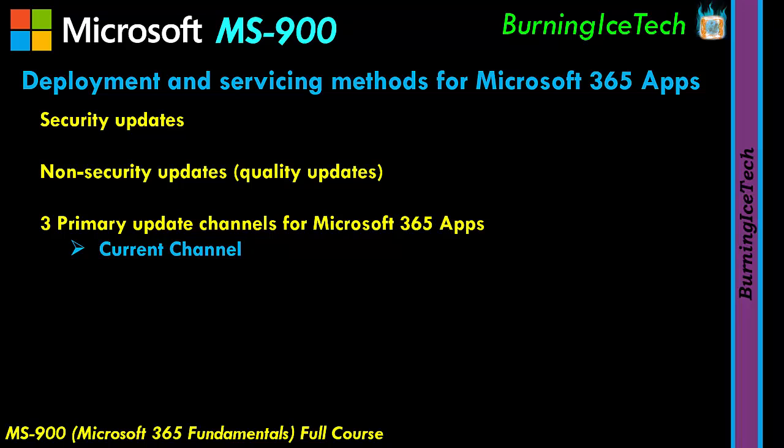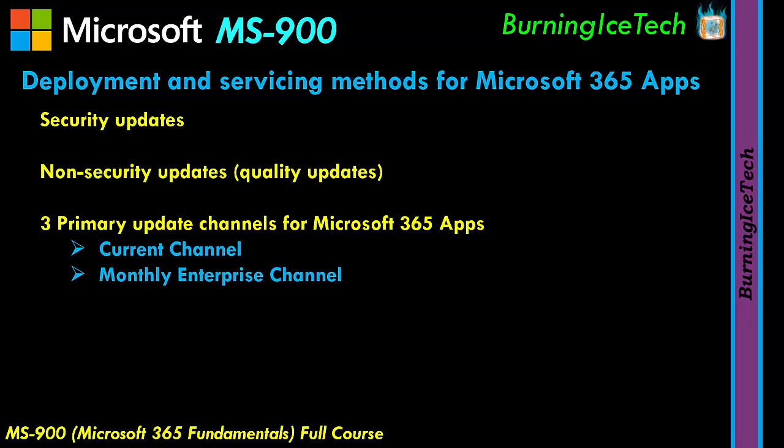Now, speaking of slower, the second channel is called Monthly Enterprise Channel. This channel receives feature updates once a month on the second Tuesday of the month. This monthly update can include features, security, and non-security updates. This channel is for, well, if you want to provide users with new Office features once a month on a predictable release schedule. So this one gives you more of a schedule to actually work with. So it's going to be a zigzag between the first one and the second one.